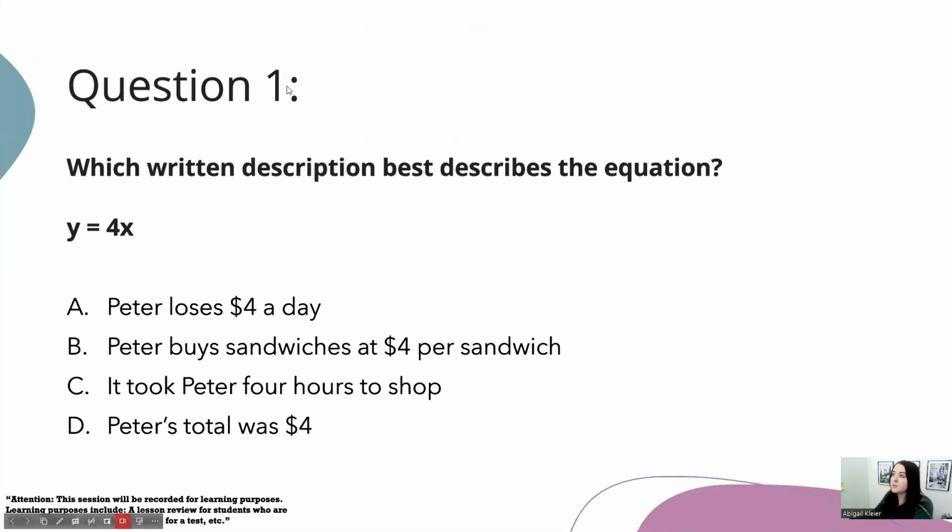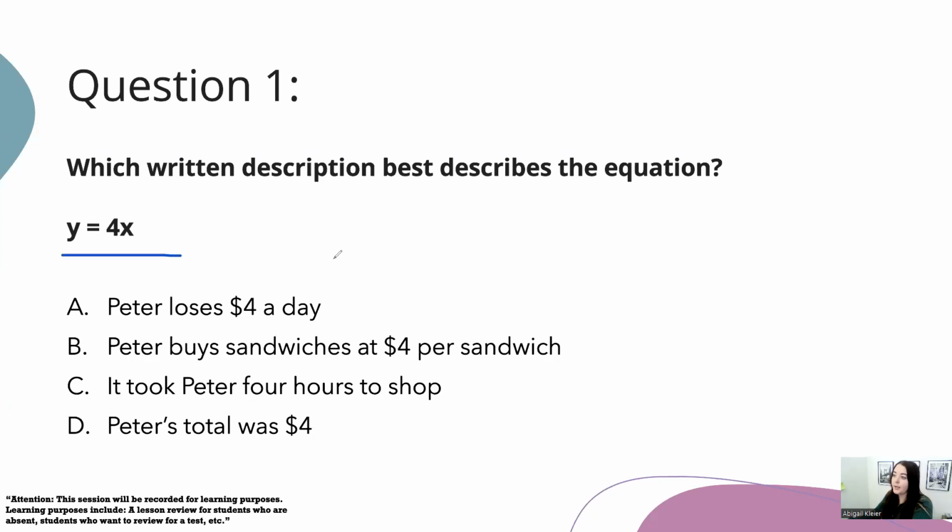So now that we have done an overall review of the unit, this is where the unit test review is going to come into play. So this is where you could really prepare for the unit test by seeing questions that are similar to what you will see on the test. So here is the first question: which written description best represents the equation?